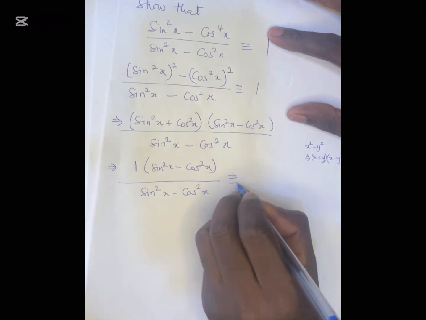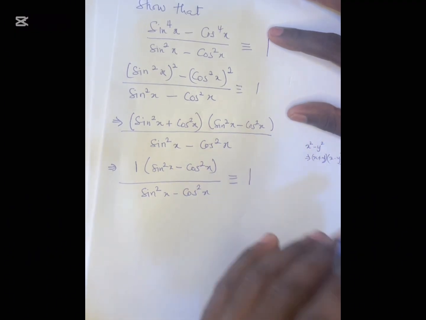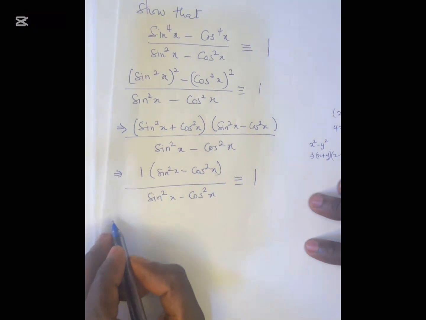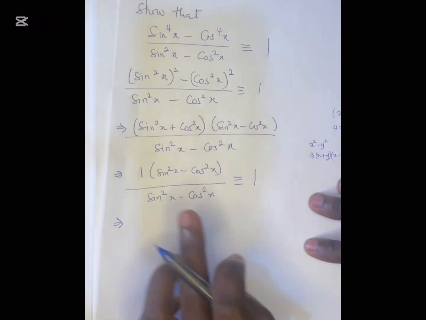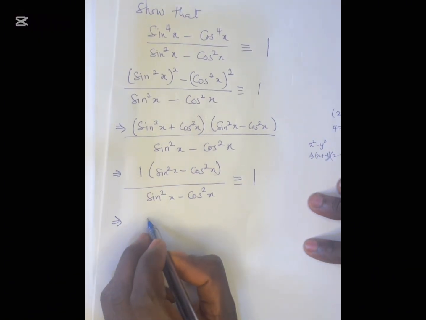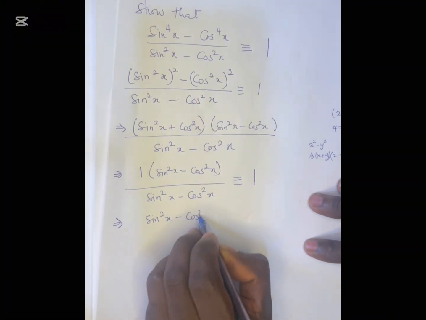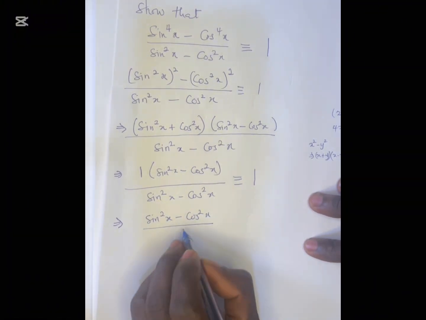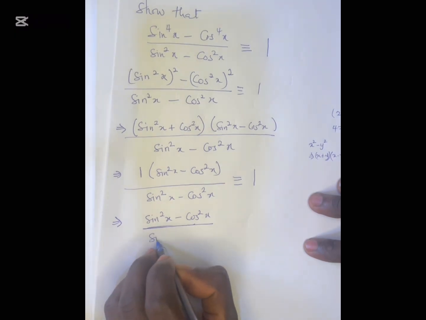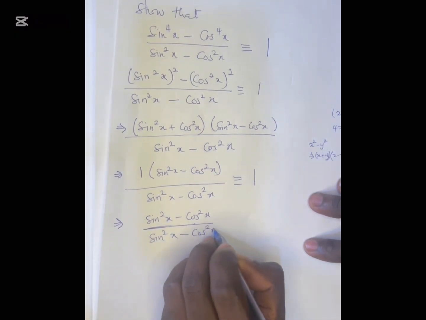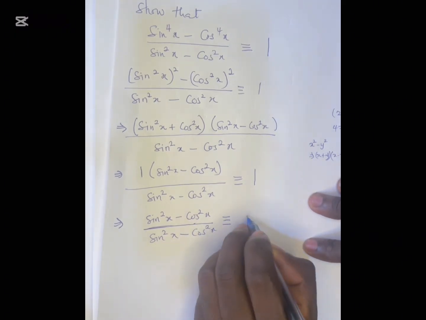Remember our agenda: the left-hand side should be equal to the right-hand side, and the right-hand side is 1. So we are working in that direction. Now, 1 times anything will give me that same thing. So 1 times what is in the bracket gives me sin²x − cos²x, on sin²x − cos²x.